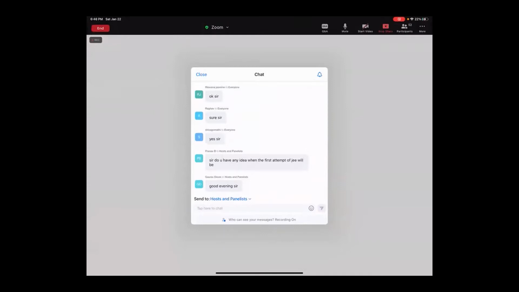So this idea, again, Google will help you: when is the first date of IIT Mains and all.